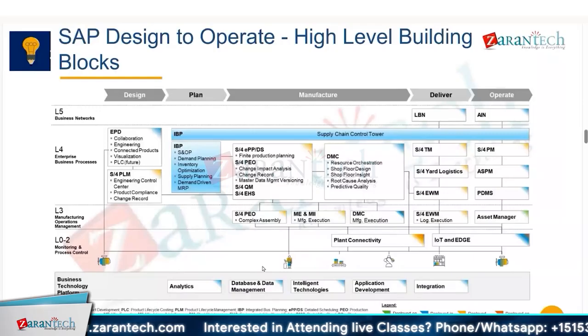So the asset management at the right-hand side can be deployed also on mobile. This tool has functionality for accessing the data of asset managers on the mobile. Some of the tools need to be installed on the premises, that is, on the manufacturing platforms or on the supply chain platforms. So this is how the high-level building blocks for design to operate work under the umbrella of IBP.